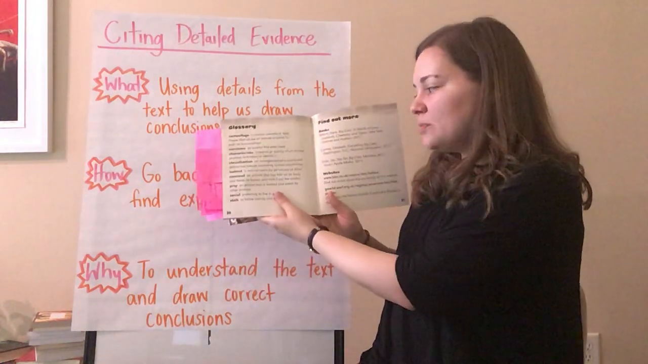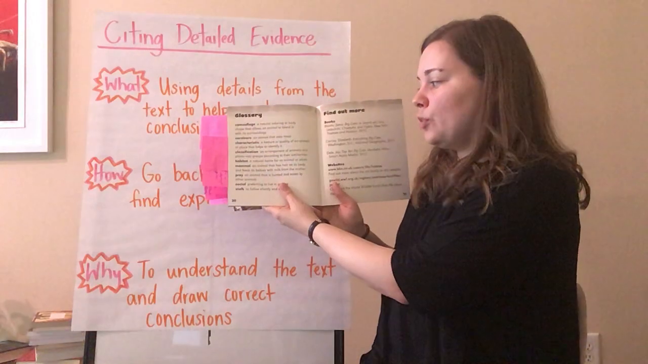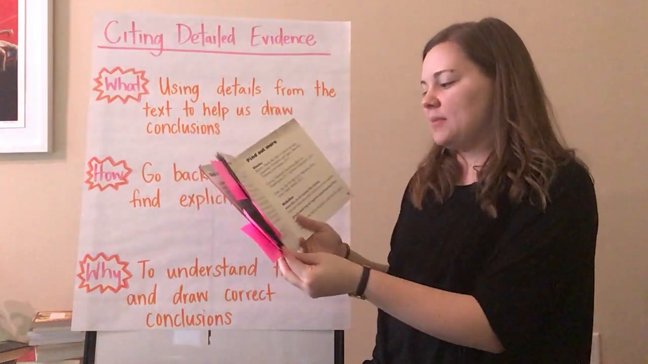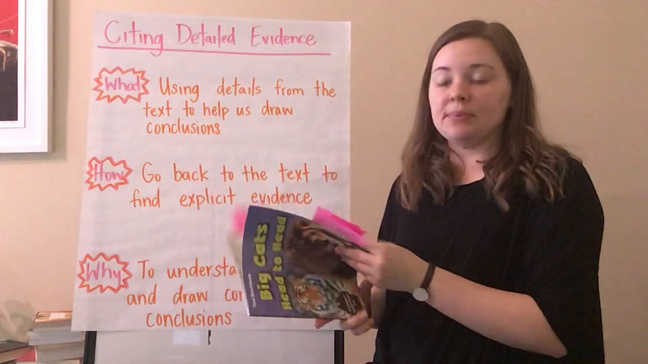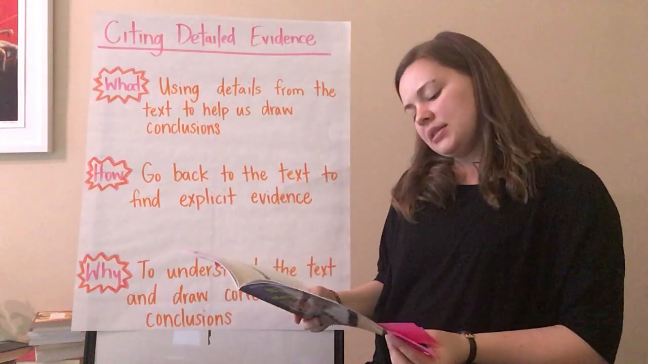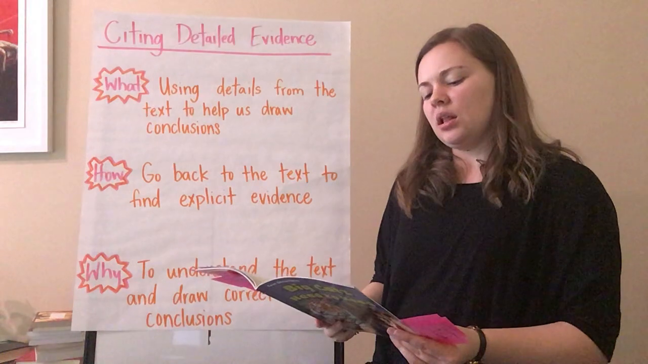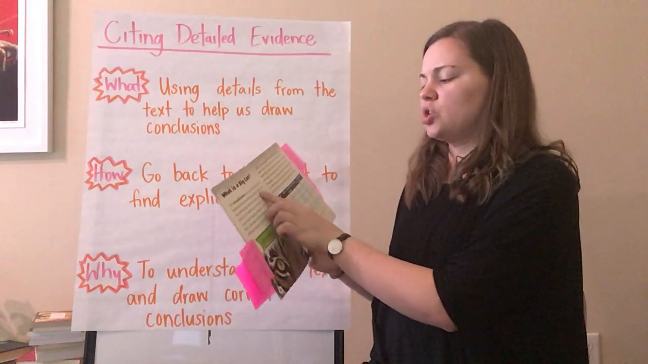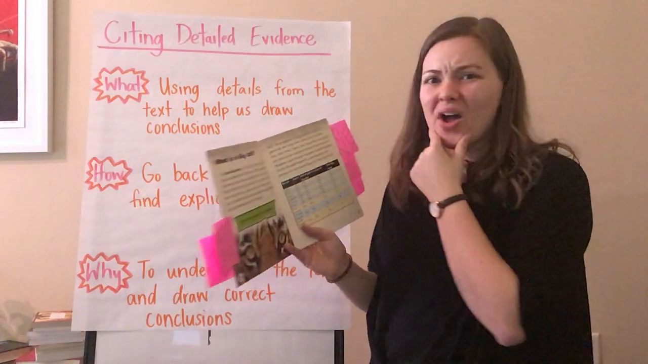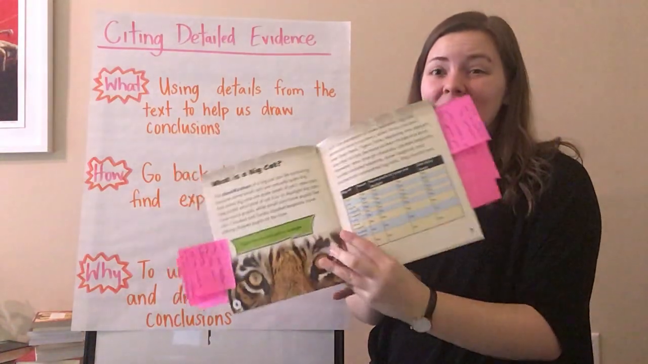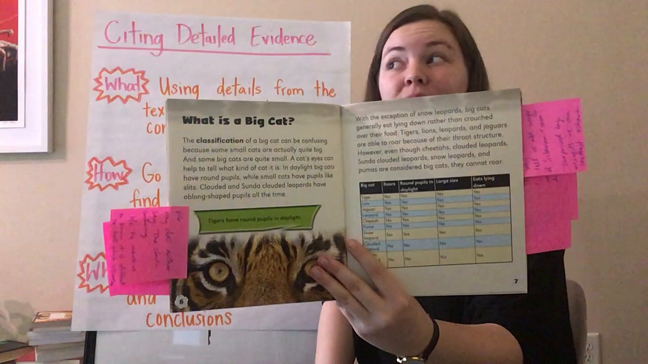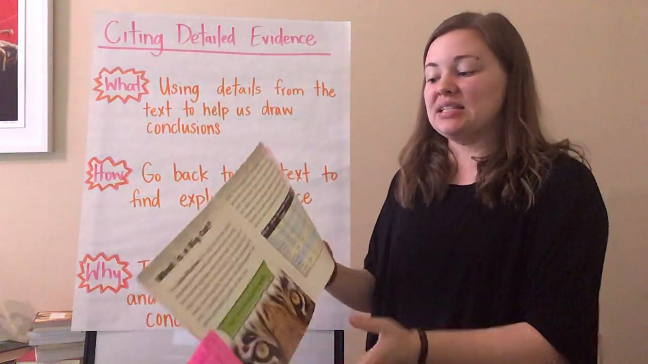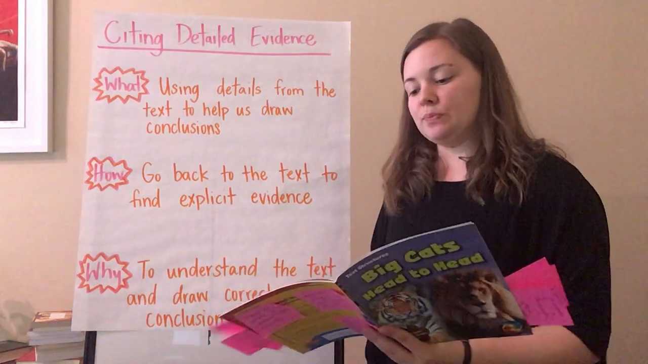Classification, an arrangement of animals and plants into groups according to their similarities. So if we know that classifying them means arranging them according to their similarities, then why does the author say that classifying cats can be confusing? Because some small cats are actually quite big. I think the author wants us to know that it's actually kind of hard to figure out if an animal is a big cat or not, because there's lots of different similarities and differences that you've got to distinguish.